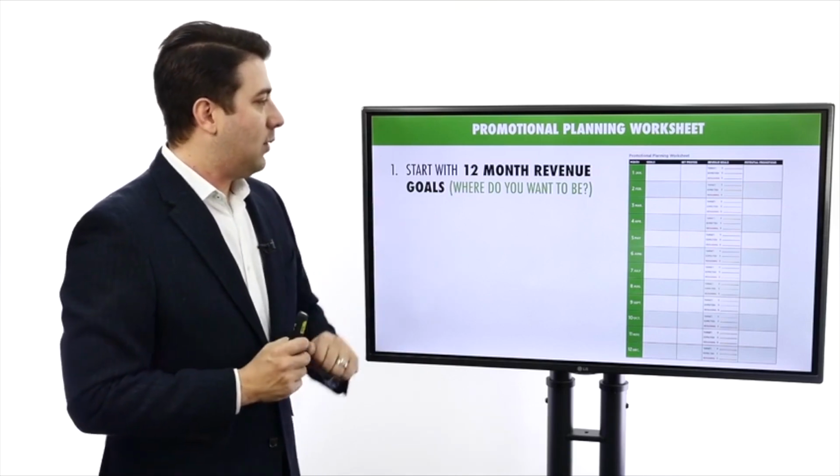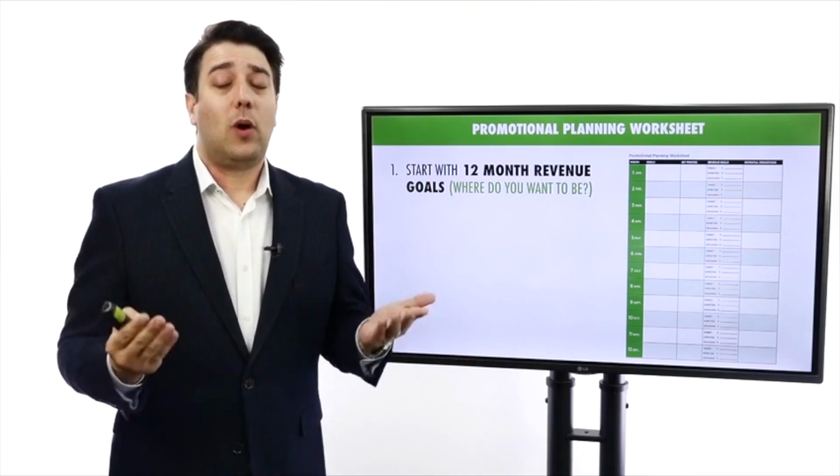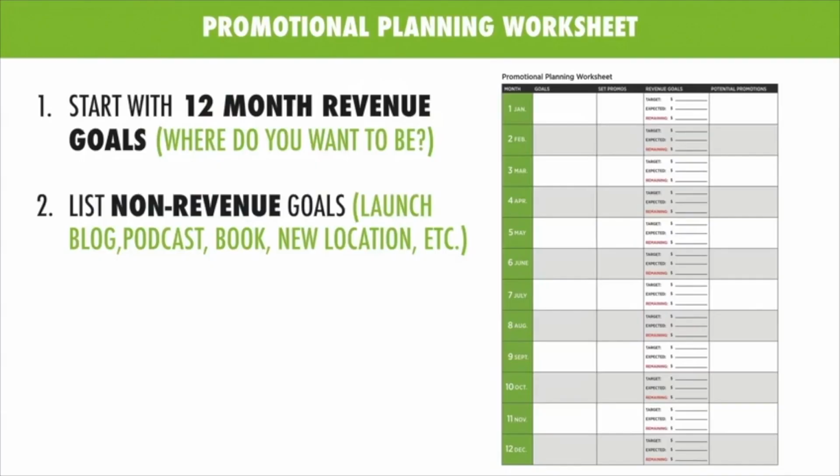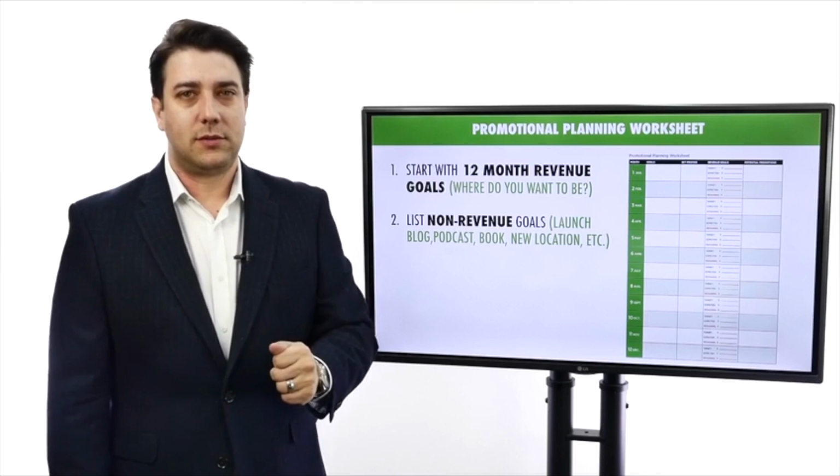So start with a 12-month revenue goal. Where do you want to be? For this example, we want to be at $12 million in revenue. Now, before we start plotting in here, we need to think about what's going to happen from a revenue generation standpoint, from a promo standpoint. We need to think about non-revenue goals, all right?